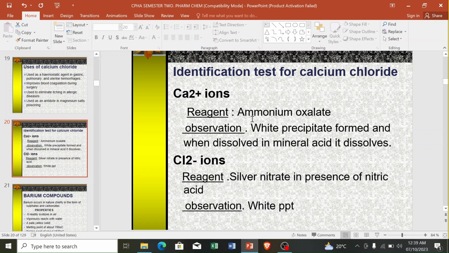For calcium ions, we need to use a reagent, and the reagent that we use to confirm the presence of calcium ions is ammonium oxalate. Our observation, if calcium ions are present, is a white precipitate formed, and when dissolved in mineral acid, it dissolves. We can say a white precipitate soluble in mineral acids. We know that we have three types of mineral acids: sulfuric acid, hydrochloric acid, and nitric acid.